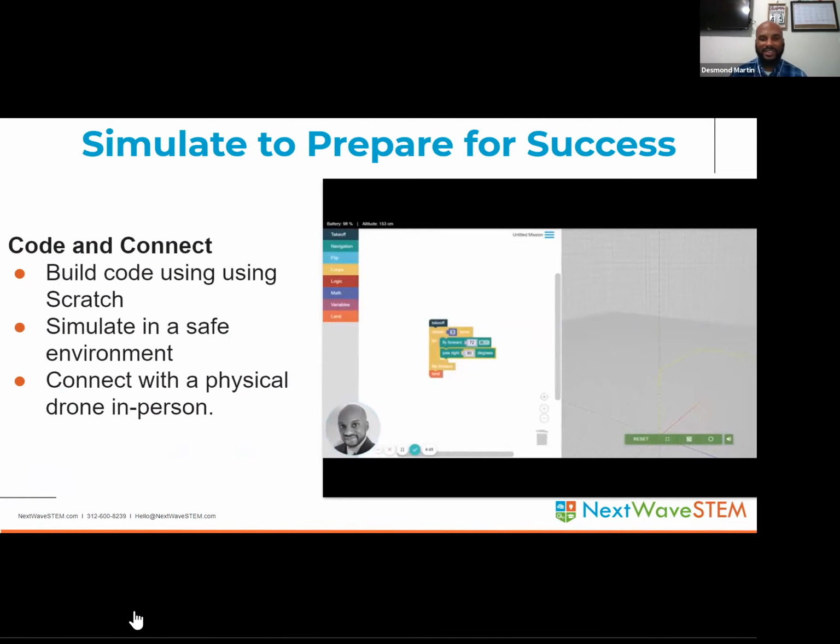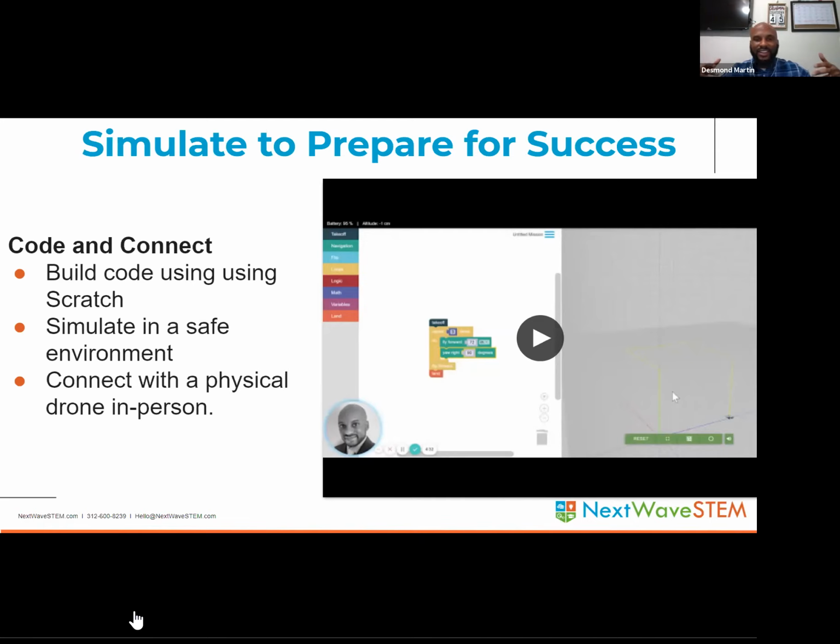Students are able to actually use this online platform. This is completely cloud-based. They will build code using the programming language called Scratch to be able to simulate the flight of this drone in a safe environment. But why do we want to simulate first? Not just for the benefit of simulation's sake, but because we want to know the way that our real world drone will behave once this actual code is loaded to that drone.